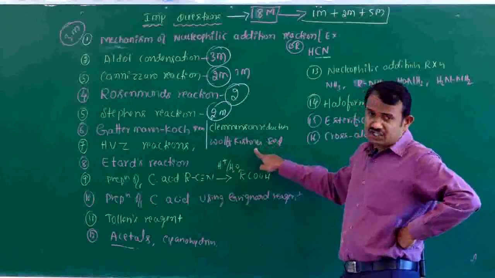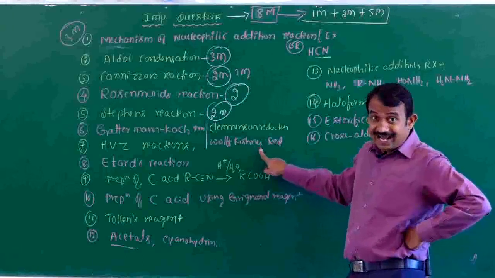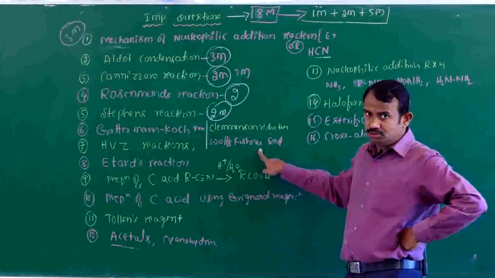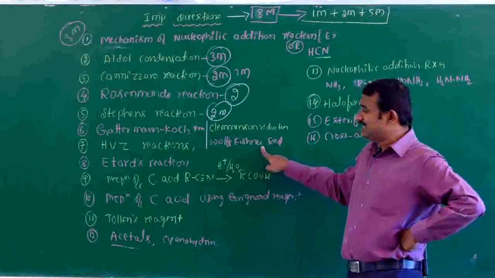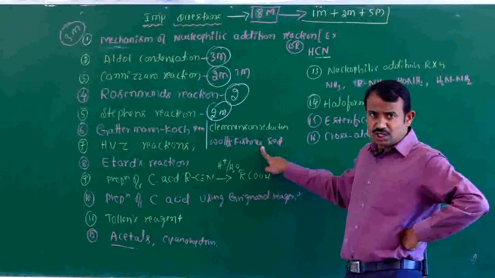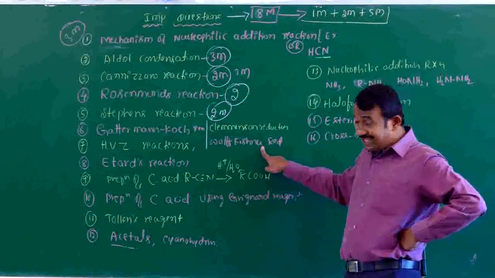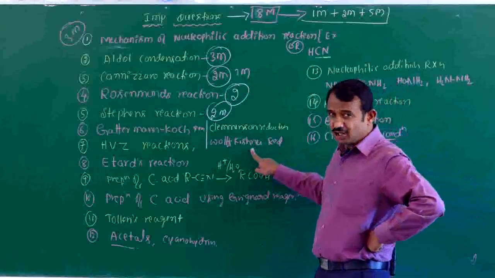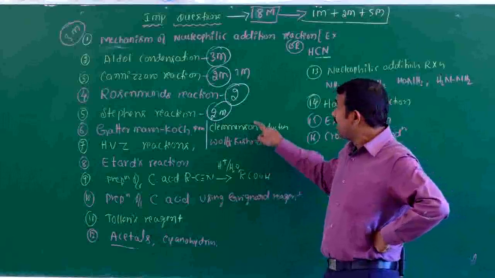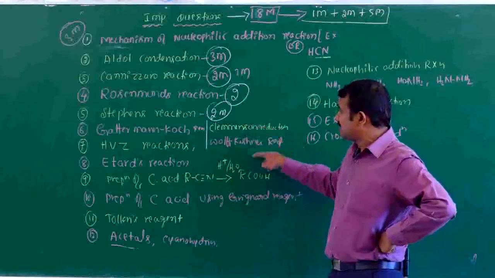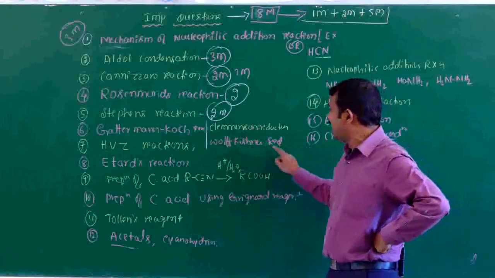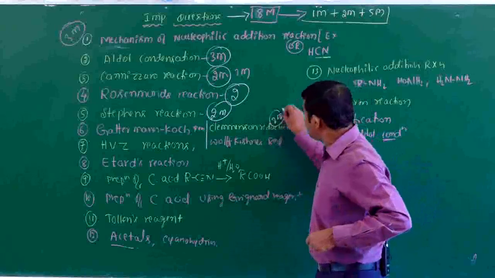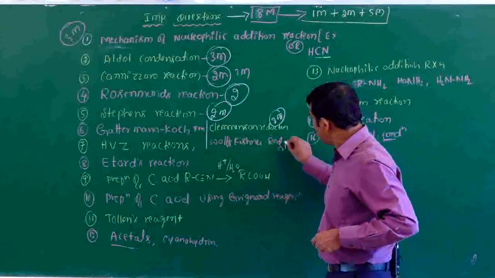And here, Wolff-Kishner reduction, we are using hydrazine. The carbonyl compound is converted to hydrazone. The hydrazone is heated with potassium hydroxide, using ethylene glycol as a solvent, and you will get the methylene group or hydrocarbon. Means aldehyde and ketone are converted to hydrocarbons. That is the name of the reaction: Clemmensen reduction and Wolff-Kishner reduction. This is also how many marks? 2 marks.